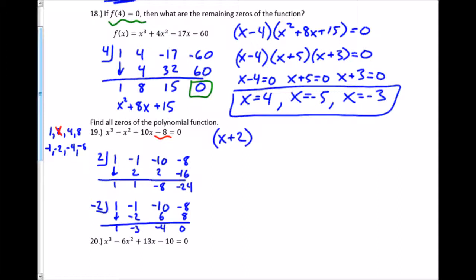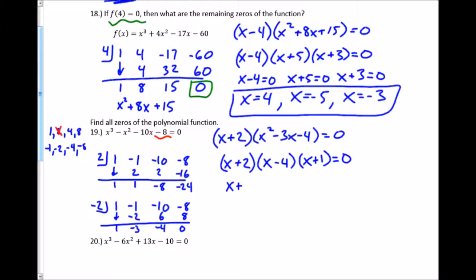And if I factor that out, it leaves me with this thing down here, which is the x squared minus 3x minus 4. And now if I want to finish solving this by factoring, I just have to factor the trinomial that's left here. Okay, two numbers that multiply to a -4 but add to a -3 are a -4 and a +1.